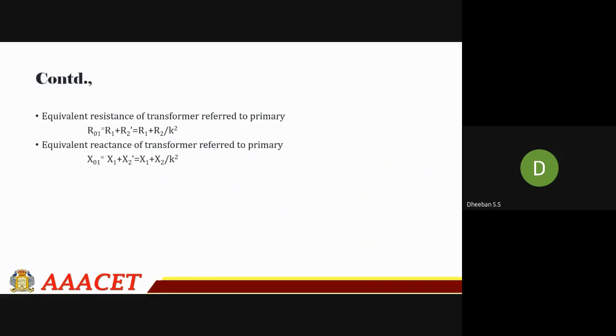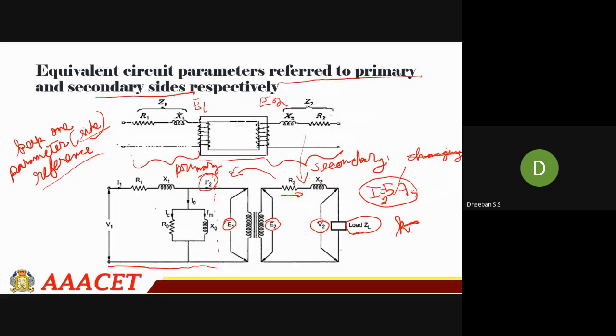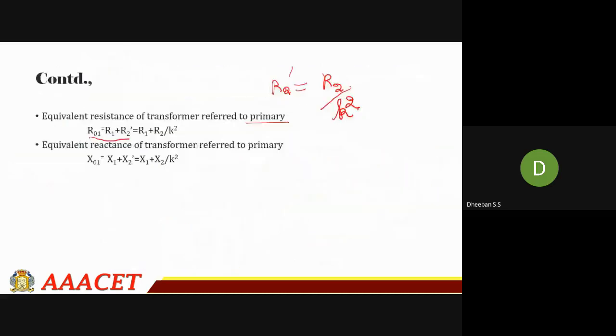So now, the equivalent resistance of the transformer when referred to your primary. We have got R2 dash, which is nothing but R2 by K square. So now this R01 is referred to the primary. R01 is equal to R1 plus R2 dash. Now it is in series, and this R2 dash is replaced by the value we found in the previous slide.